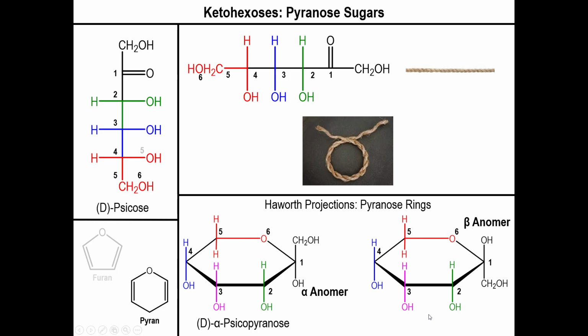Same thing goes for the beta anomer. So this is a D sugar, it's the beta anomer, and it's a 6-member ring altogether. So this is D beta psicopyranose. Okay, so just be a little bit careful with this one, right? Because at the penultimate position, you do not have a group other than H, so you cannot rely on that to determine that this is a D sugar. You kind of have to go back to the original structure to make sense of that.